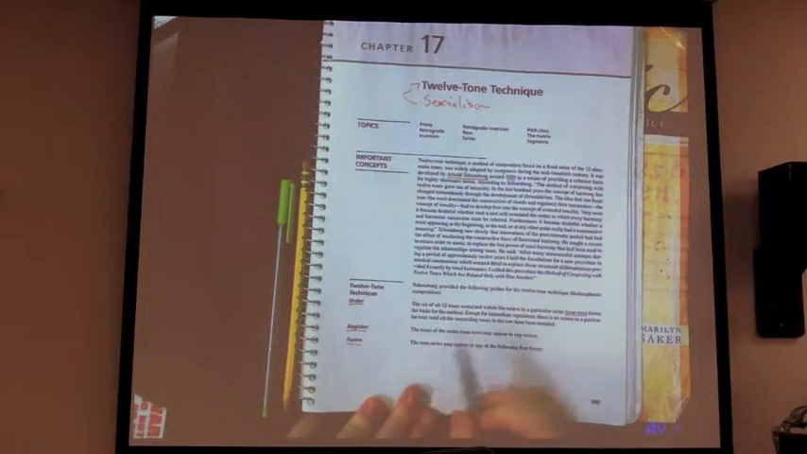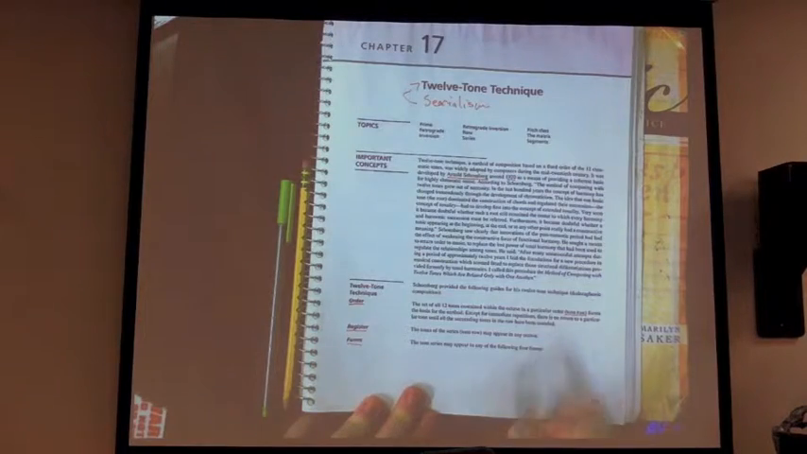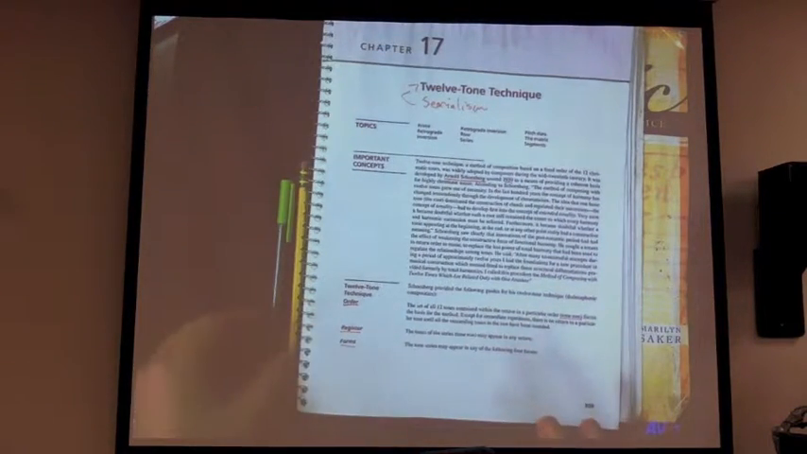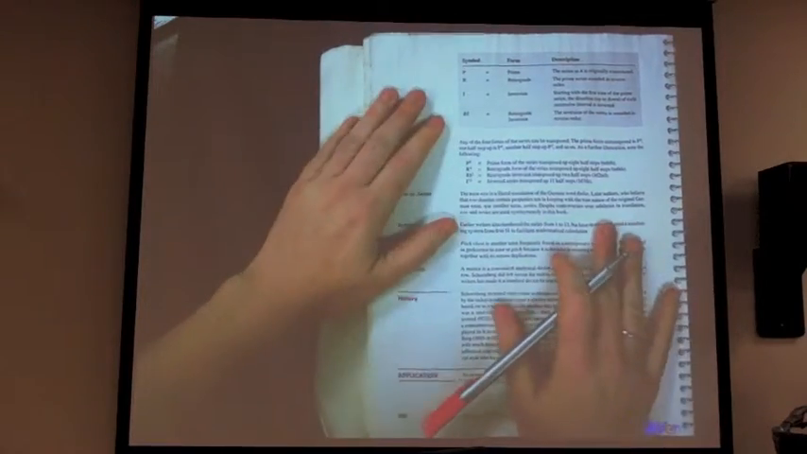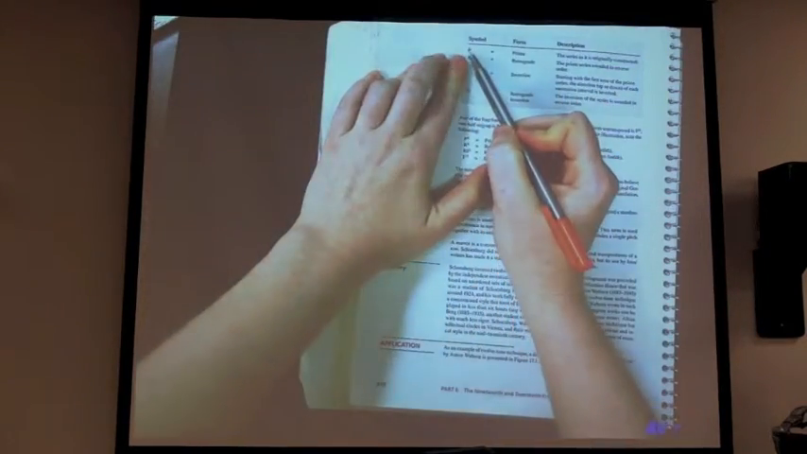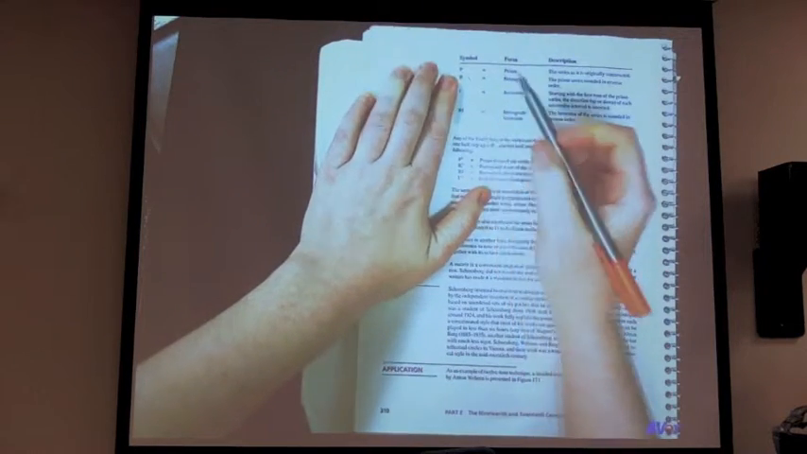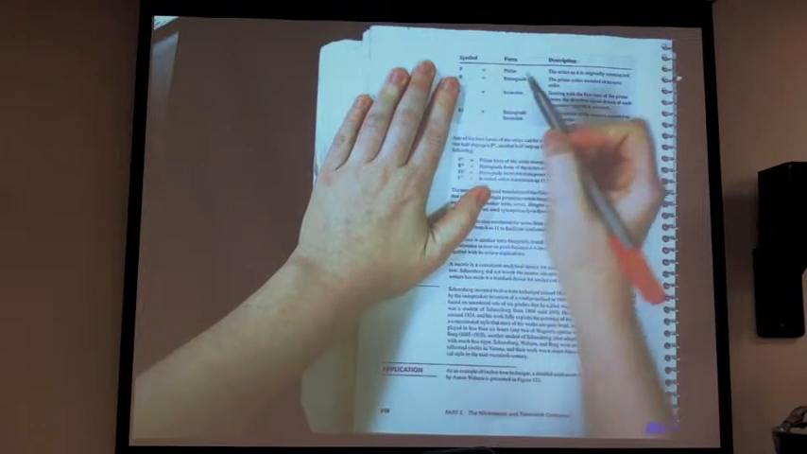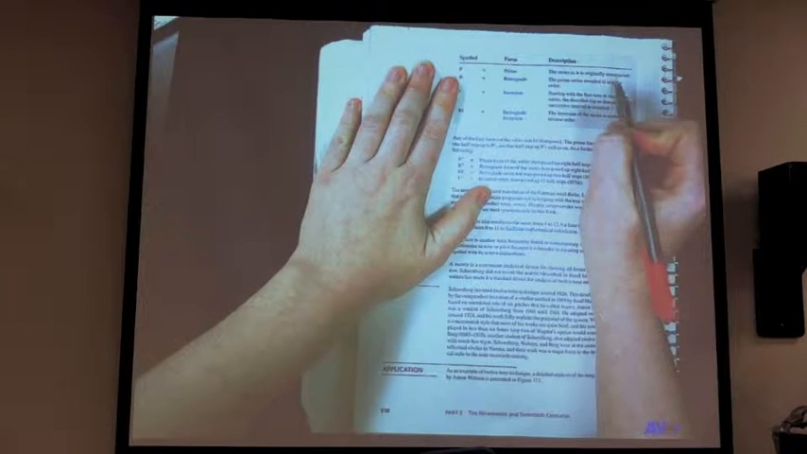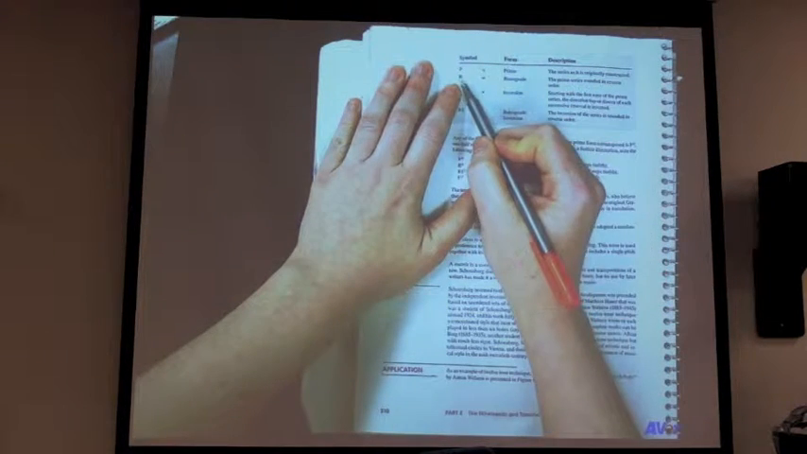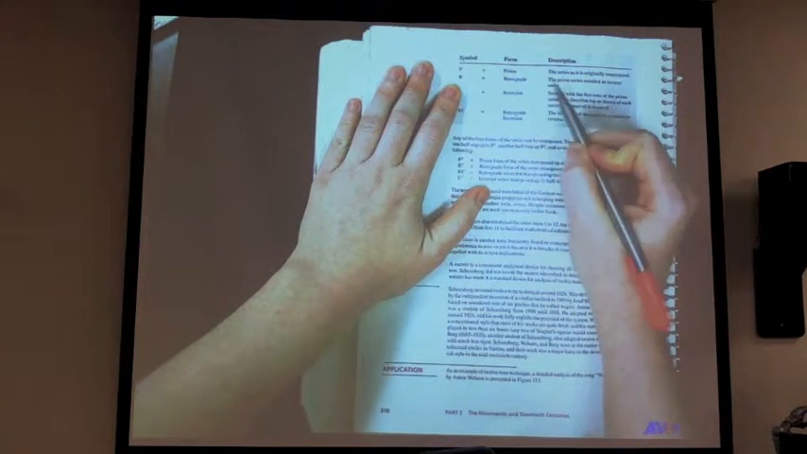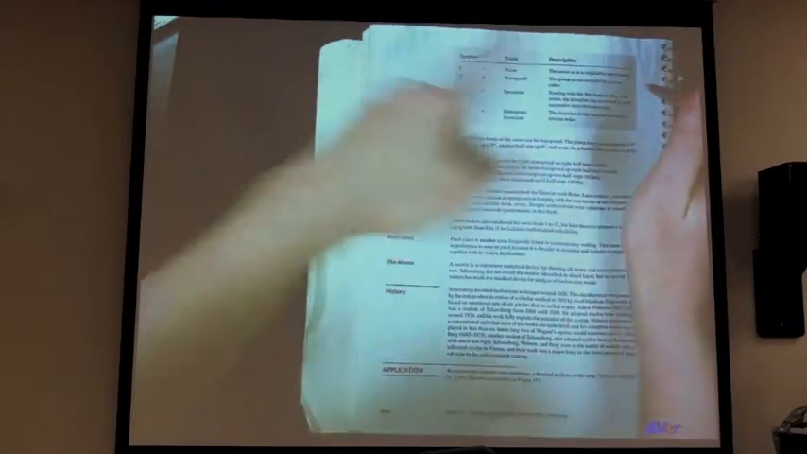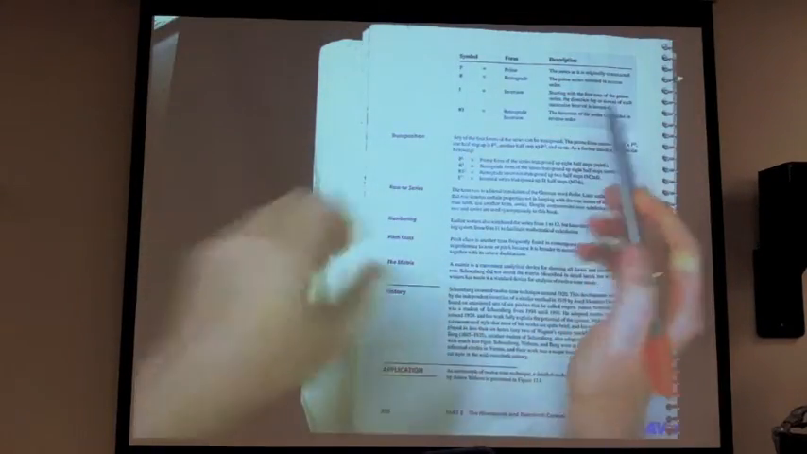The forms. So the tone series may appear in any of the following forms, and we're going to get into this a little bit more when we look at the matrix. But keep these names in mind for now. So the symbol P means the prime, all right? So this is the series, or the order of the notes as it's originally constructed. This R means retrograde, and this means the prime series sounded in reverse. So it's just going to be prime, but it's going to be prime backwards, all right?